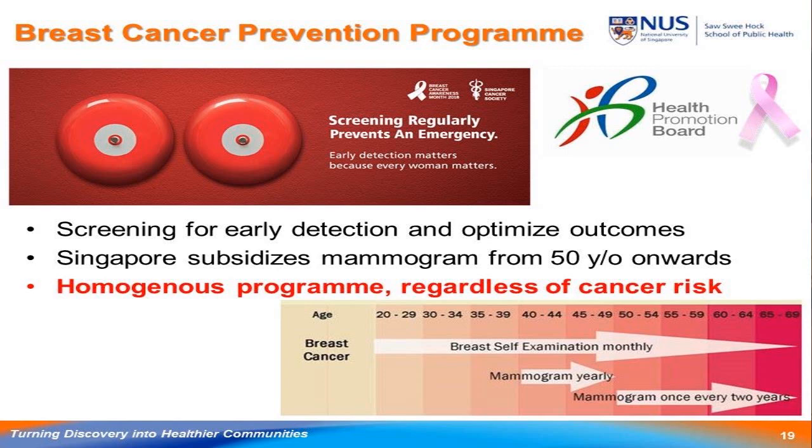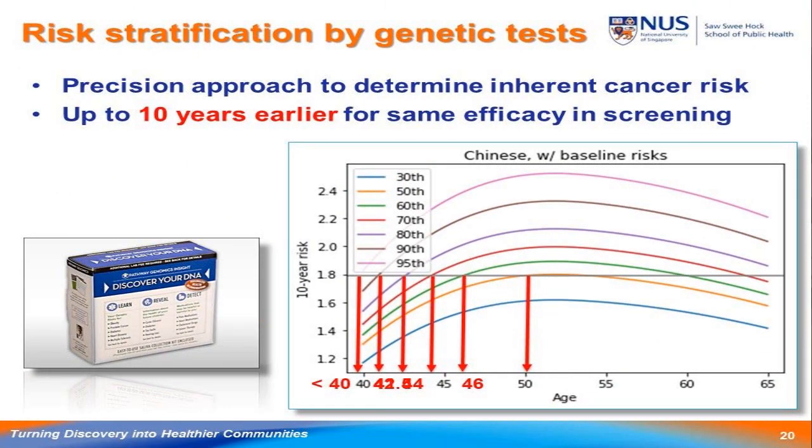But the question is, we know from genetics that the risk that women have for breast cancer actually differs. In fact, at 50 years old, based on the risk profile of a woman, we start to see that at least 40% of women will have the same risk profile when they are 46 years old. And if I look at the higher genetic risk group, there are actually 30% of women in Singapore society where at the age of 44, they will have the same risk as the median woman in Singapore.